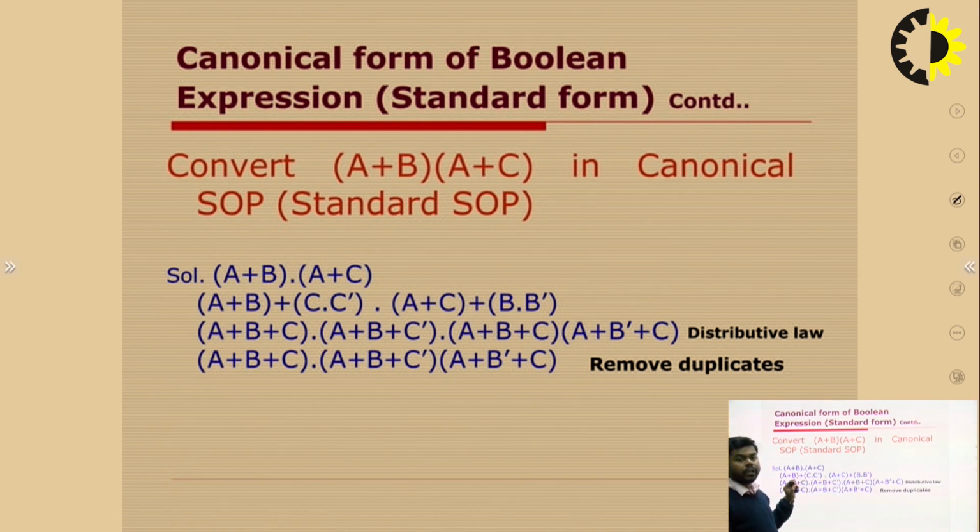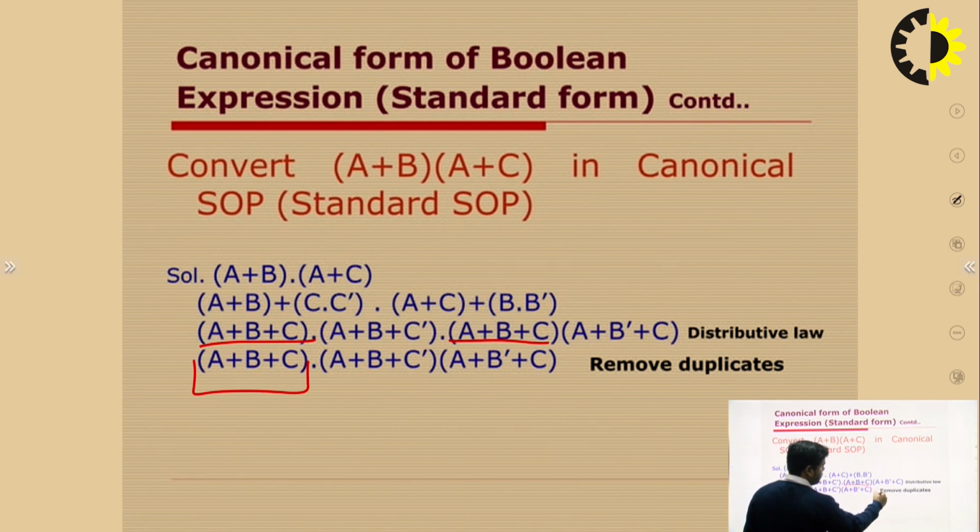From here we are putting this one. Now we are adding (A + B + C)·(A + B + C bar), (A + B + C)·(A + B bar + C). This and this are common, so we are taking it only one time: A + B + C, A + B + C bar, then A + B bar + C. And this is the standard SOP.